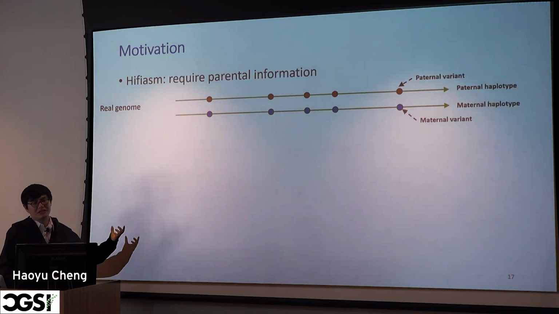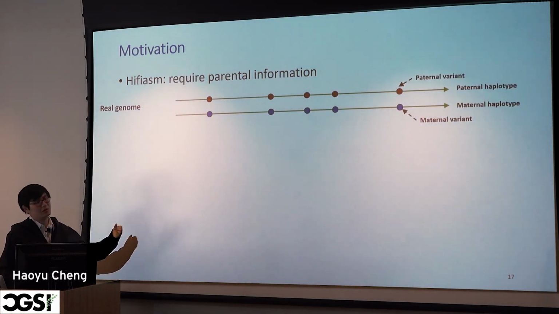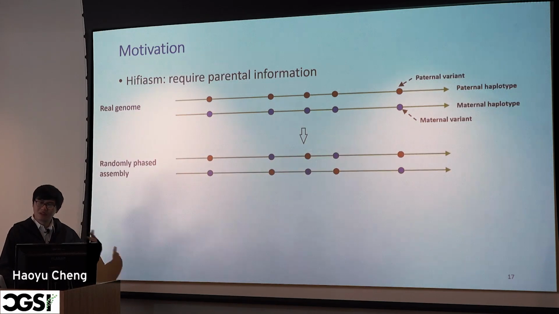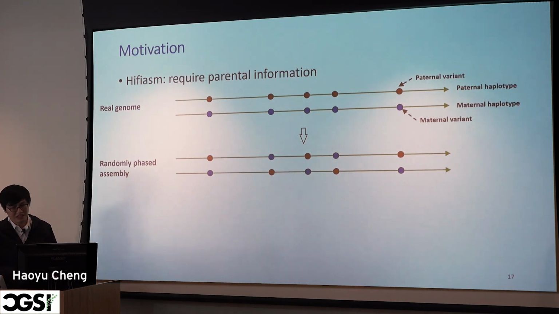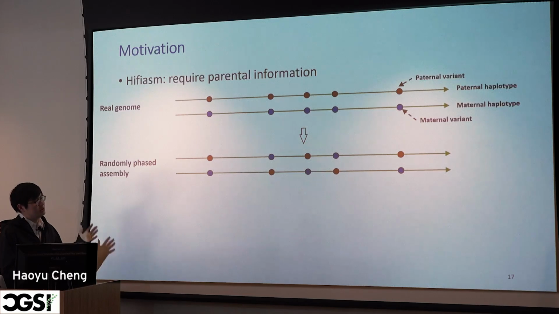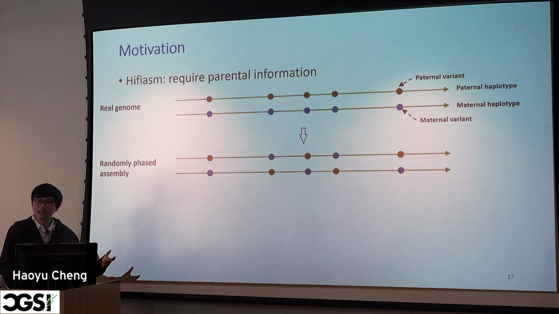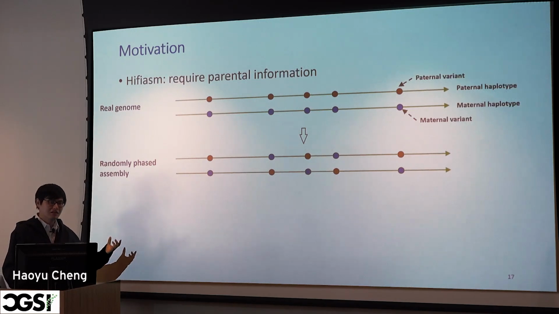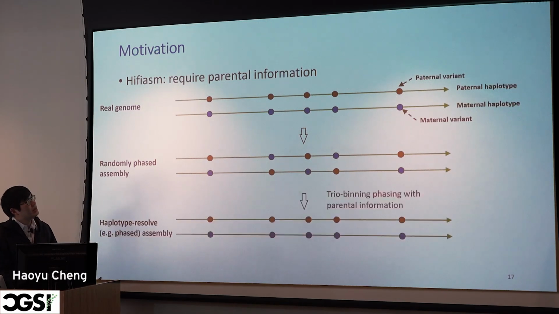Consider the real genome: we have two haplotypes, one from the father and another from the mother. If we do not have any additional information, and just have long reads, like PacBio HiFi reads or ONT duplex reads, we eventually end up with two assemblies, but each assembly is randomly phased. Random phase means that some regions come from the father's haplotype and some from the mother's. This is not the result we would like to have.